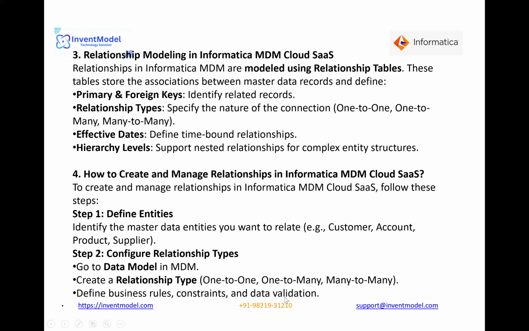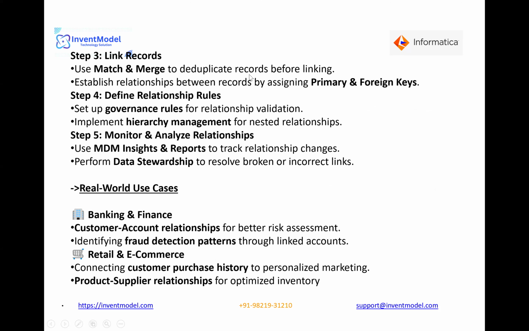So you have to use match and merge to deduplicate records before linking, because there can be duplicate records. So we have to make sure that there is no duplicate records. So we have to run match and merge process. Then we have to establish the relationship between records by assigning the primary and foreign key. So that is PKSRC object that we actually assign while defining the relationship, so which is required.